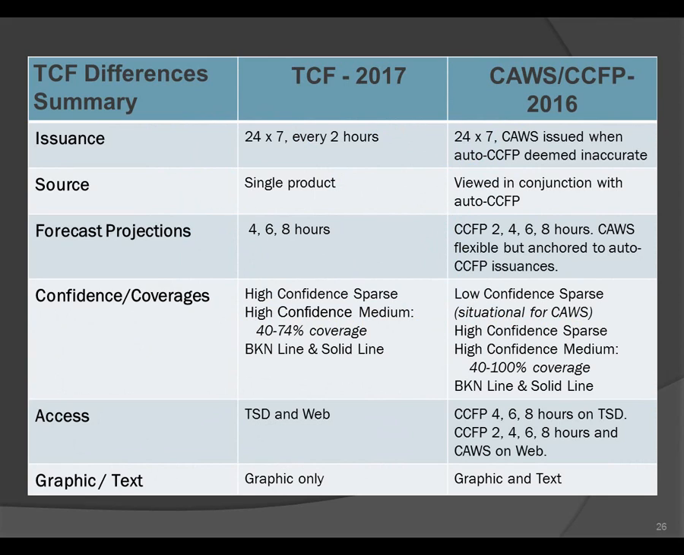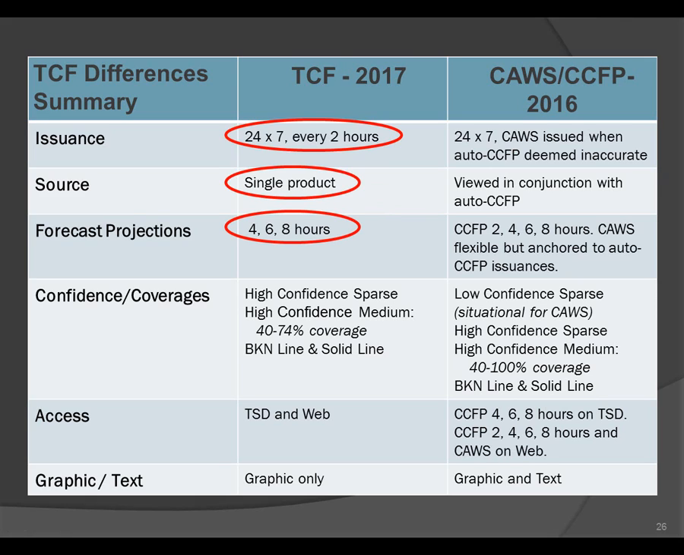Let's take a look at some of these differences. Compare this year's product with last year's thunderstorm suite of products. Last year we were using the CAUS and the CCFP. These two products have been discontinued. The TCF, which has taken their place, is a single product. It's issued 24/7, every 2 hours.